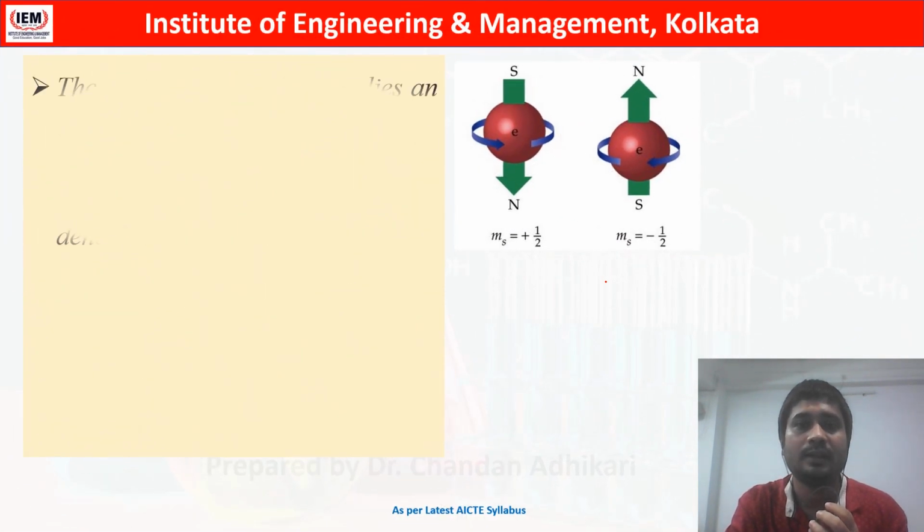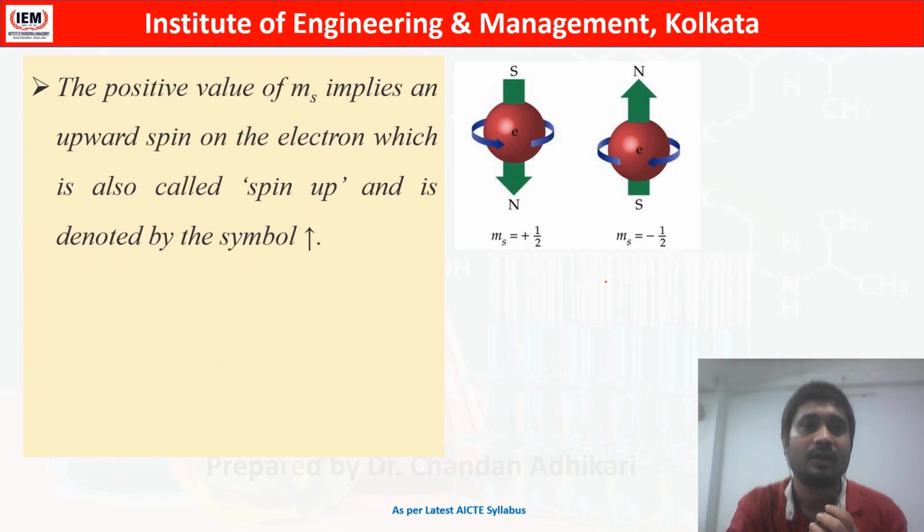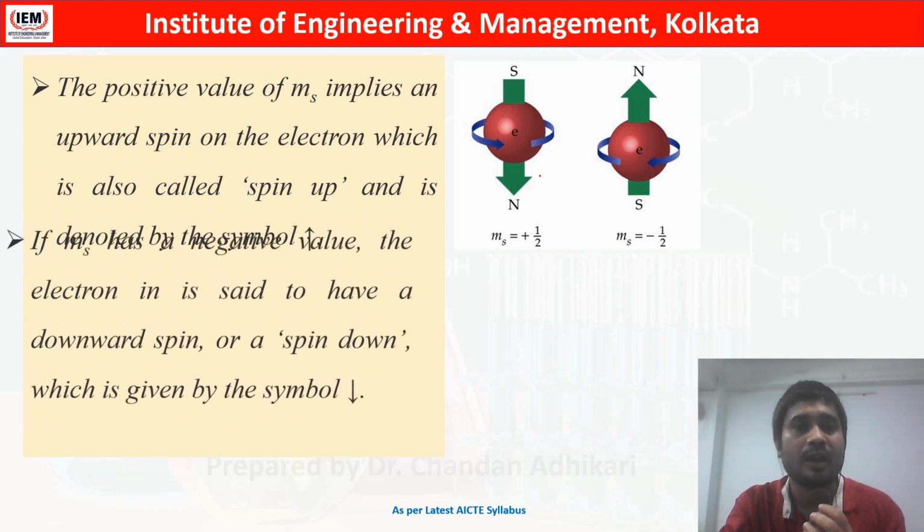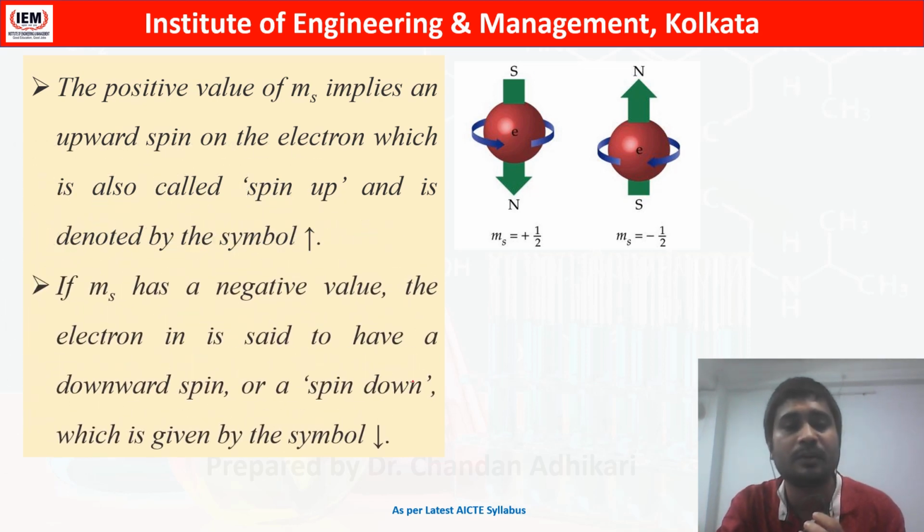So now we will see what is plus half, what is minus half. The positive value is, as I told, upward spin, and sometimes it is also known as spin up, and the negative value tells downward spin, or sometimes spin down. Spin up means plus half, spin down means minus half. That is the significance of the two different values. So the spin quantum number has fixed values, plus half and minus half, for each electron.